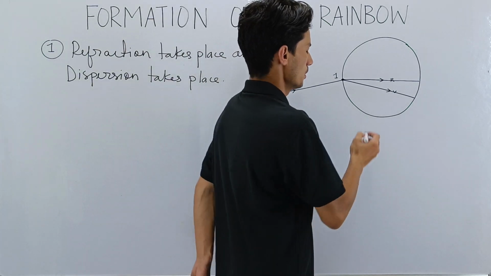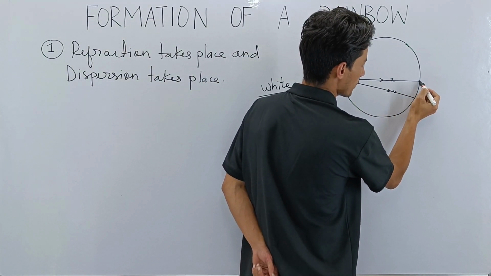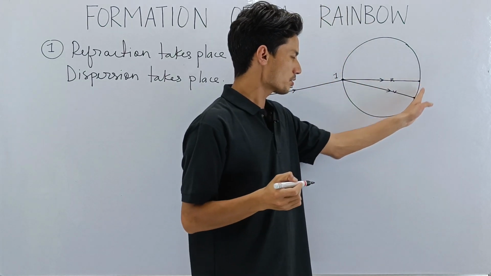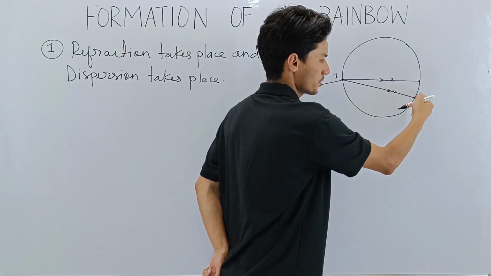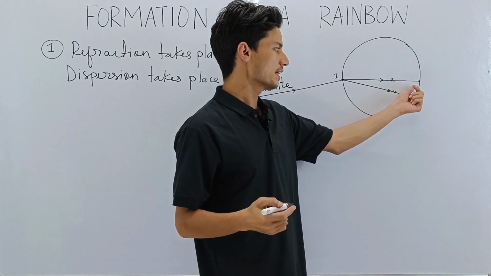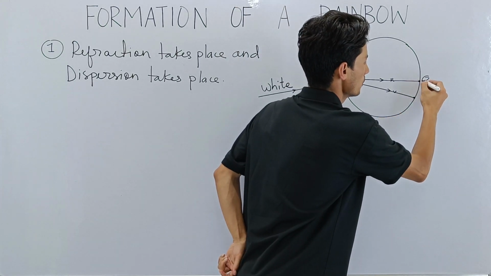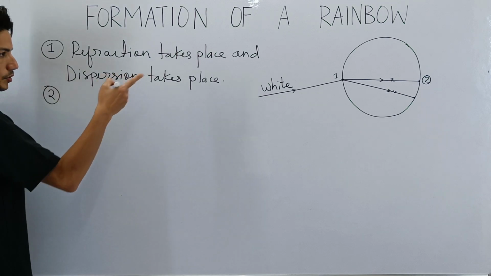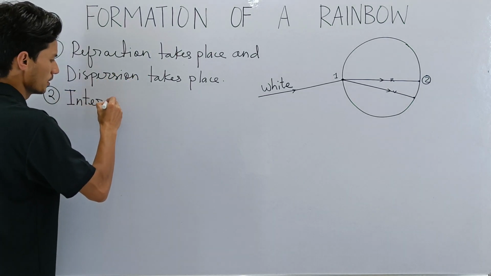Okay, now follow the journey of this light ray. Here the light rays are here. Red is here and violet is here. Now they are on this surface of the raindrop. These two light rays are on this surface of the raindrop, and here what will happen? Here internal reflection will take place. All right, class, so here, point number 2, at that point, what happens is internal reflection.